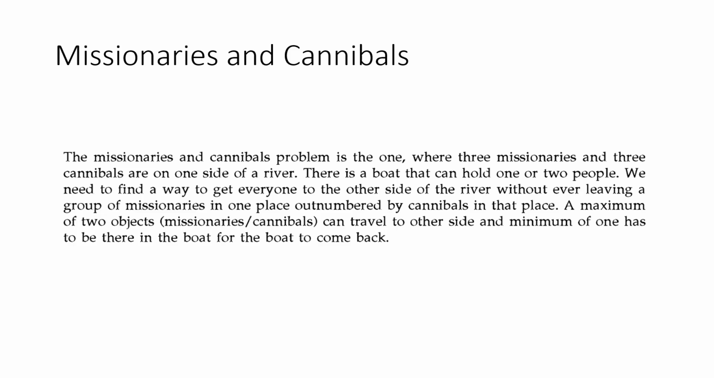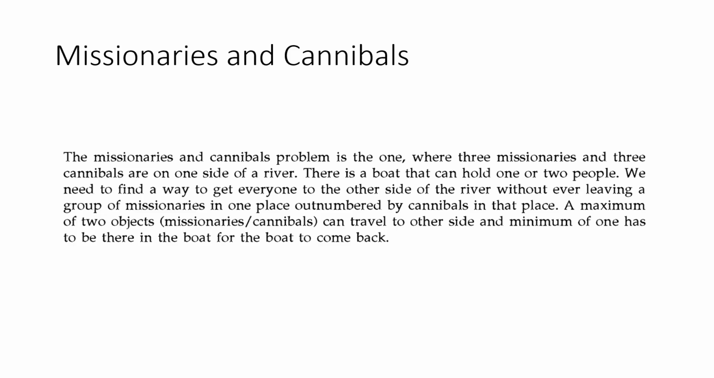Here, in the missionaries and cannibals problem, the three missionaries and three cannibals are on one side of the river, and the boat can hold one or two people. We need to find a way to get everyone to the other side of the river without ever leaving the missionaries in one place outnumbered by the cannibals. A maximum of two missionaries or cannibals can travel to the other side. A minimum of one has to be in the boat for the boat to come back. So that is the constraint.